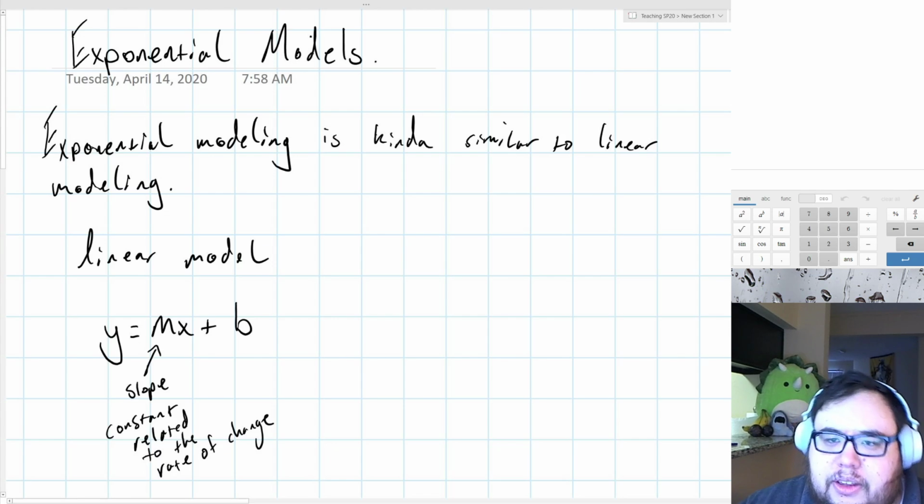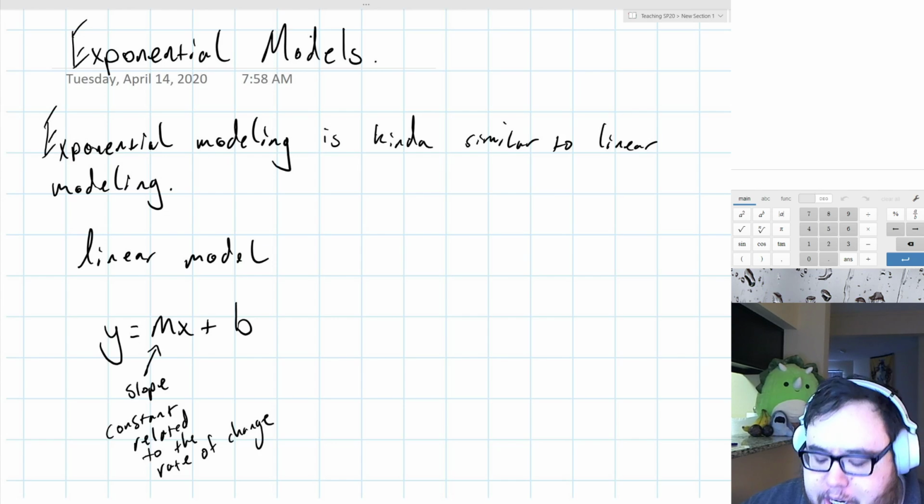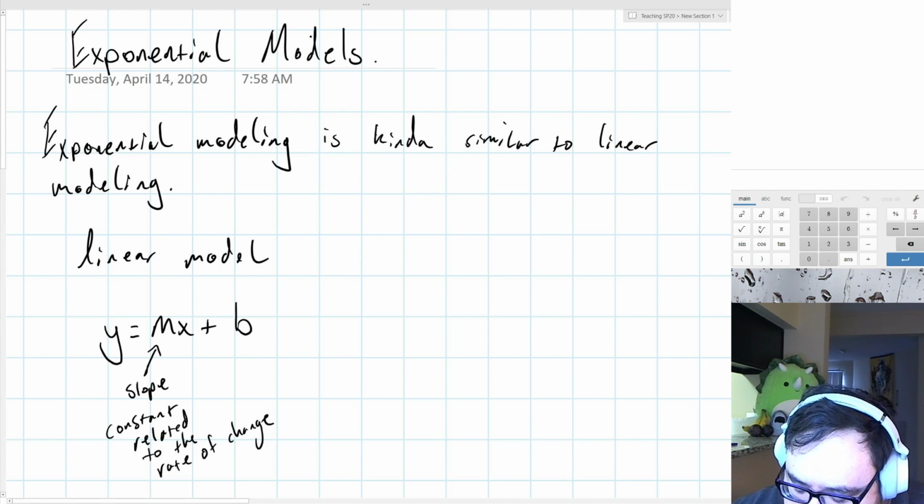In a linear model, m is actually the rate of change. It's not just related to it. It's straight up the rate of change. And b was your y-intercept, right? Or the initial quantity or initial position or amount.